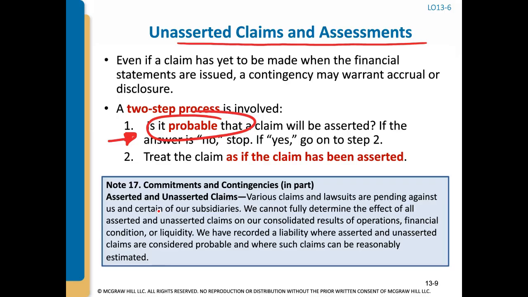Here's an example of a note in the financial statements. It says, various claims and lawsuits are pending against us in some of our subsidiaries. We cannot fully determine the effect of all asserted and unasserted claims on our consolidated results of operations. We have recorded a liability where asserted and unasserted claims are considered probable and they can be reasonably estimated. So even though some claims have not yet been filed, they're still recording the liability because it's probable and they can reasonably estimate how much it's going to be.